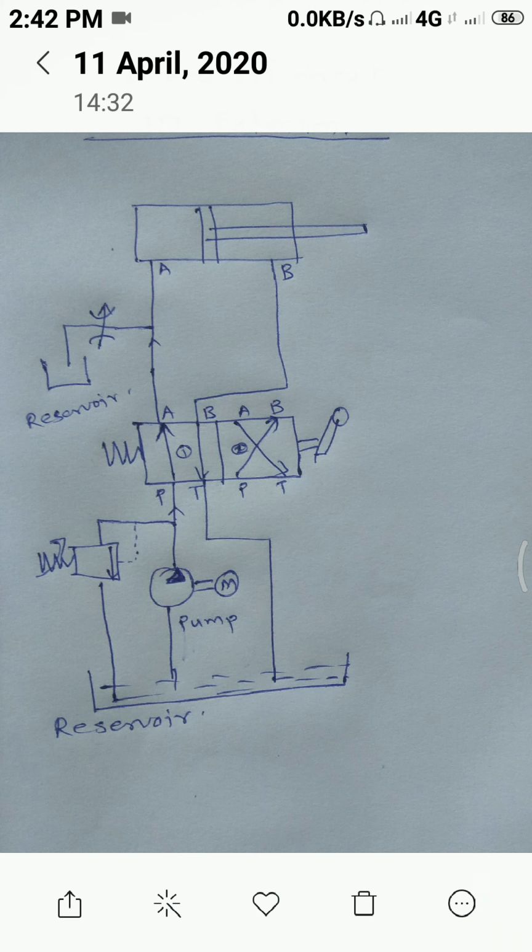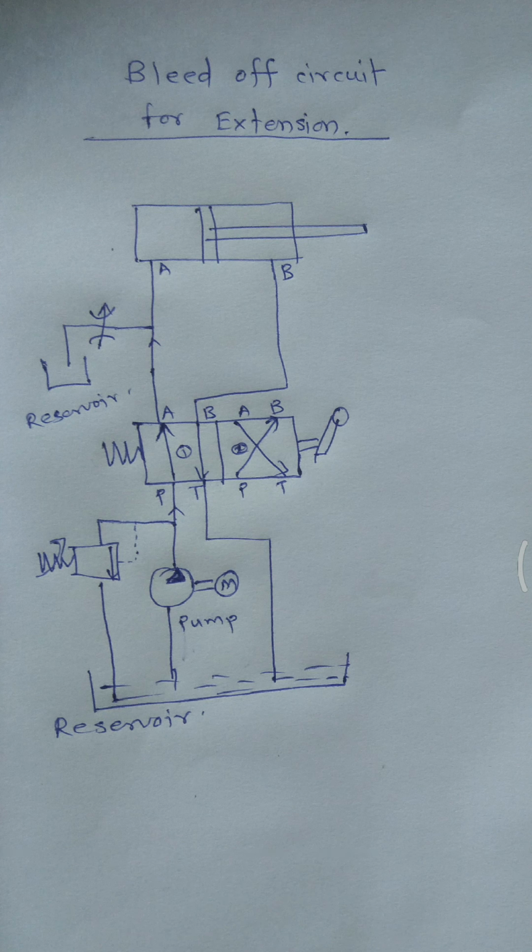Now how does it work? When the pump starts pumping the fluid, all the fluid is going inside the A side of the cylinder. This A side is also called the piston side, or piston end, and the B side is also called the rod end side. Now fluid is present on the A side.